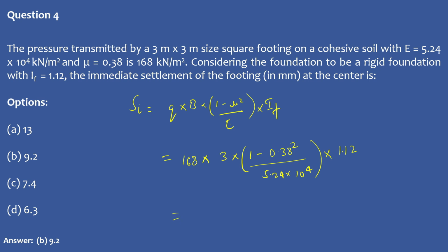So the final value of the immediate settlement for this case is 1 into 6 into 1 minus 0.38 square into 1.12, divided by 5.24 into 10 to the power 4. So we are getting something around 9.21 mm. So the correct answer is B.